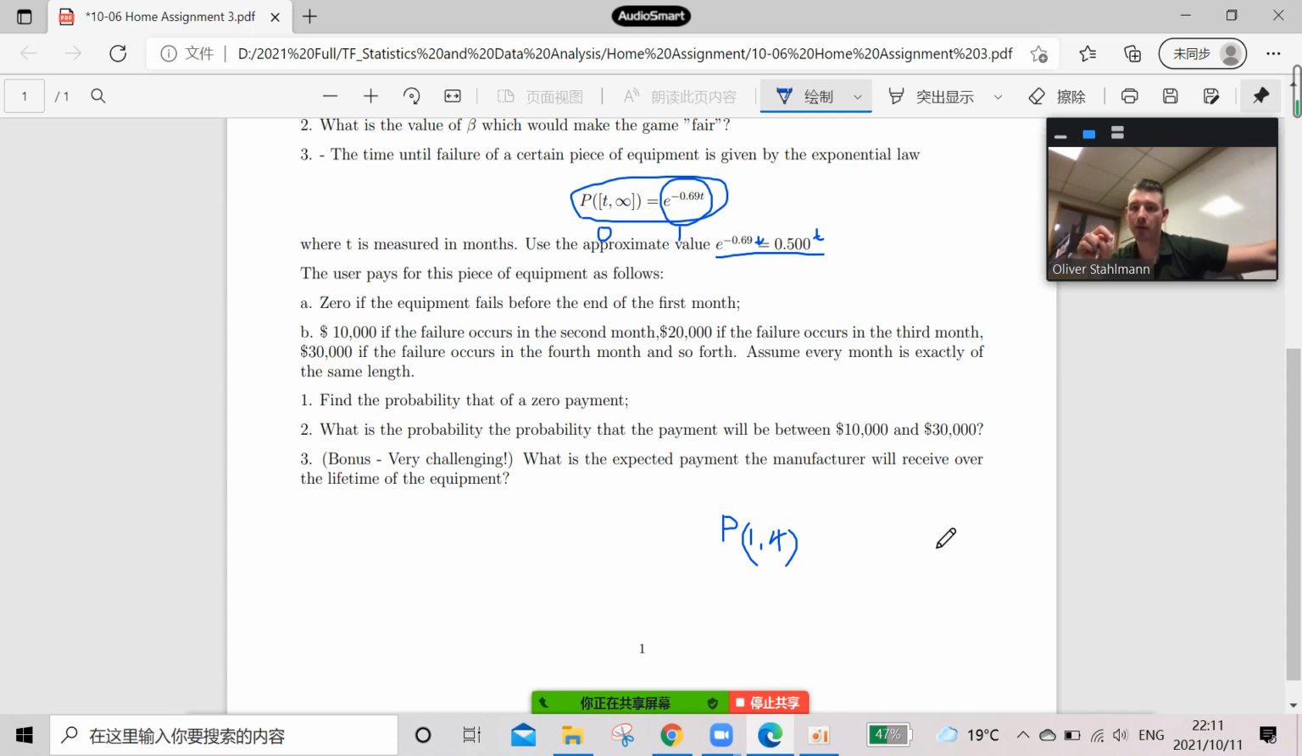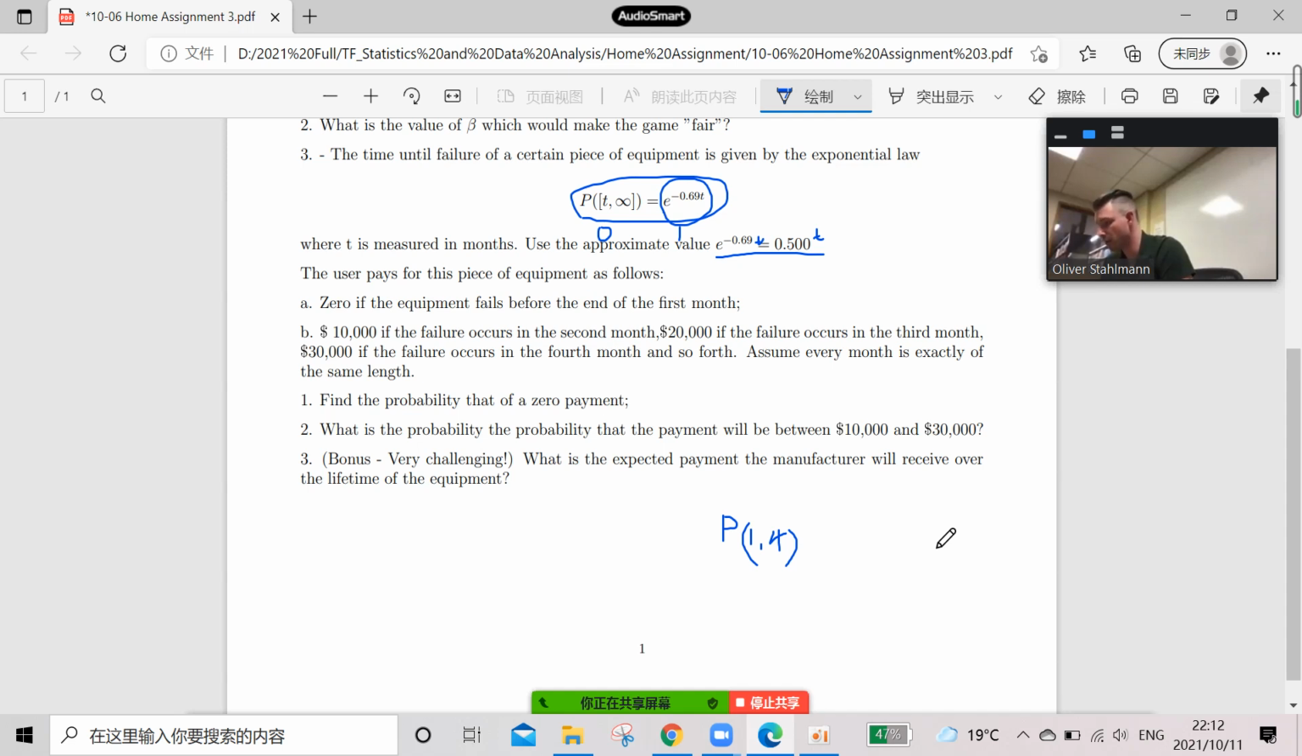Yep. T equals 0 is the first month. And so T equals, $30,000 is a failure occurs in the 4th month, which is T equals 1, 2, 3, 4. But the second month is T equals 1. It's pretty tricky. You have to understand what is the limit.